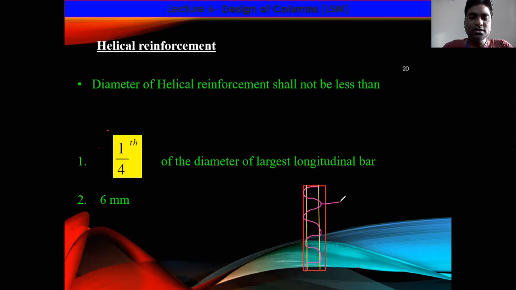So this is called, just like, if you take a thread and just round it, that is called your helical reinforcement. And for helical reinforcement, the diameter of the helical reinforcement should not be less than 1/4 of the diameter of the largest longitudinal bar or 600 mm, whichever is less. So the diameter of the helical bar is the least of this: 1/4 of the diameter of the largest longitudinal bar or 600 mm, whichever is less. So based upon that, you can decide the diameter of the helical reinforcement.